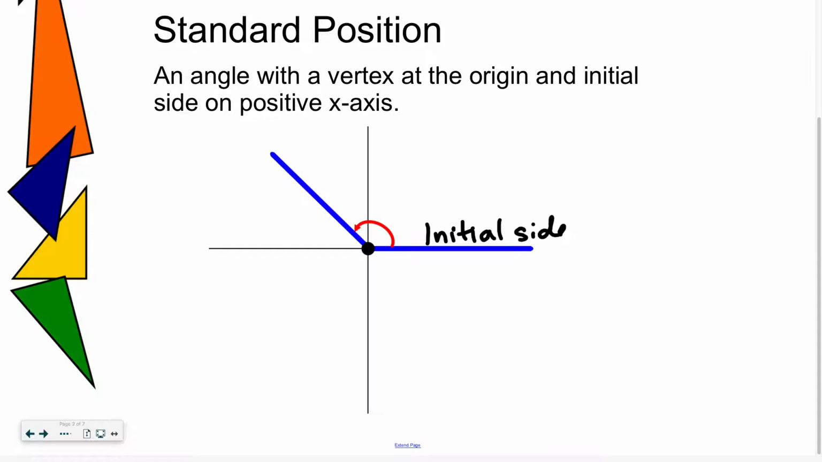The other side that opens the angle is called the terminal side. Terminal just means end. Okay, so that's the side that can open up in any of the four quadrants. Okay. So I'm going to label that the terminal side.